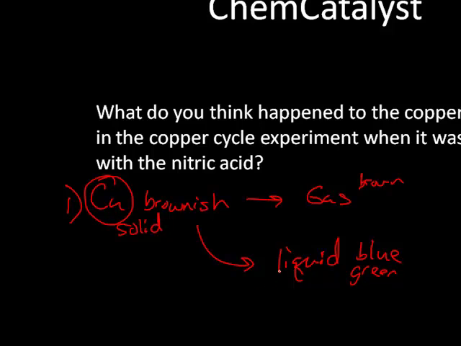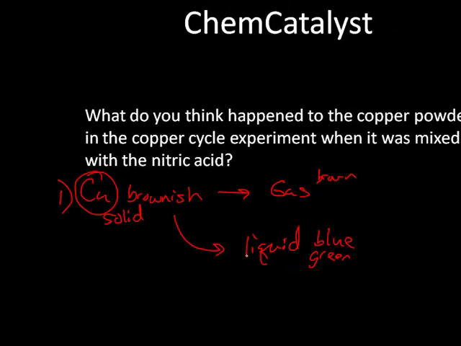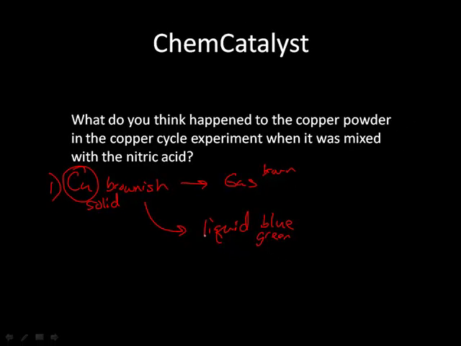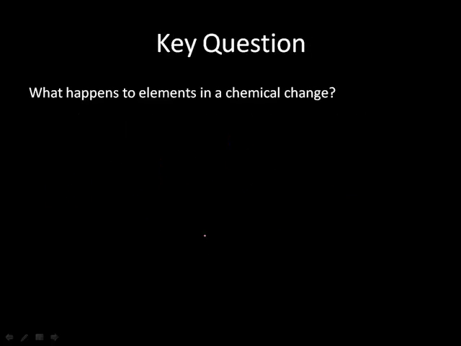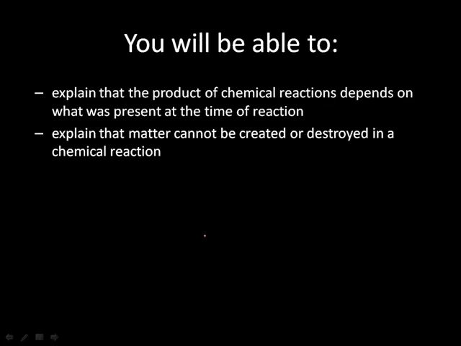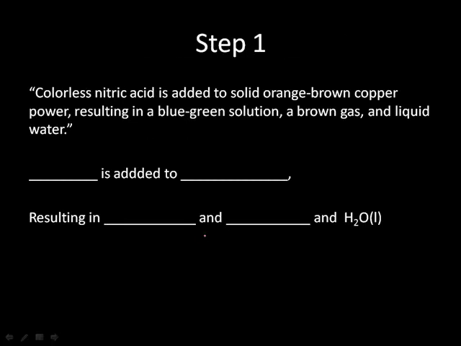So to look at this, we're going to look at what the copper was being added to, the nitric acid, and see if we can figure out or deduce based on our data from the previous lesson, lesson number 6, looking at our list. So you want to take that out, your list of all the substances we made observations about, their formulas, what they look like. From this, we're going to see what happens to elements in a chemical change. You'll be able to explain that the product of a chemical reaction depends on what was present at the time of reaction, and also that matter cannot be created or destroyed in a chemical reaction.